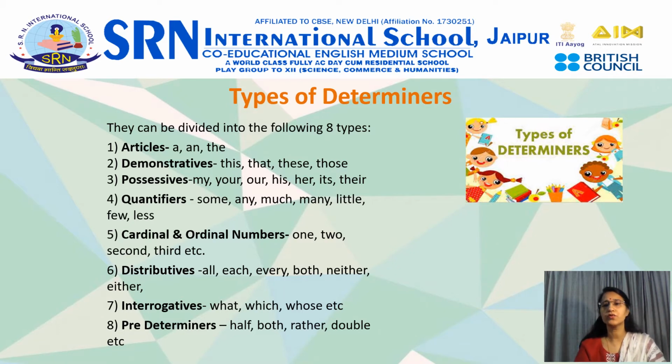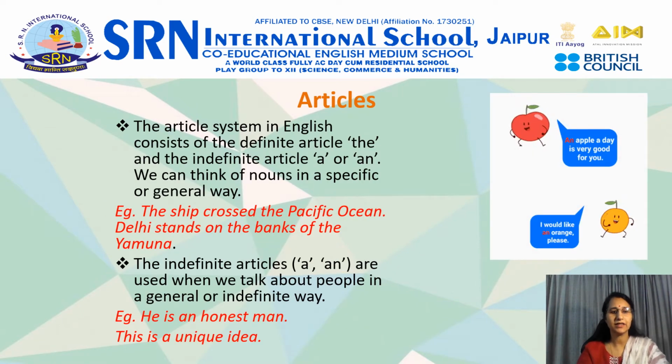Now let us move to the different types one by one. First of all, let's see articles. Children, the article system in English consists of the definite article, that is the, and the indefinite article a or an. We can think of nouns in a specific or general way. So when we refer to particular people or things, or something that has already been mentioned or can be understood, we use the definite article the. And when we refer to a singular noun for the first time or refer to things in a general way, we use the indefinite article a or an.